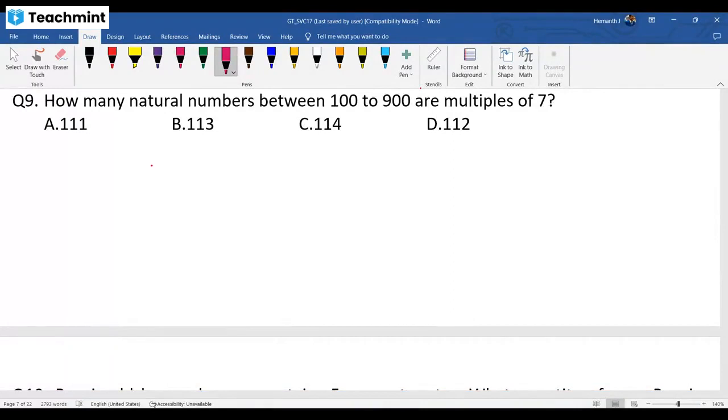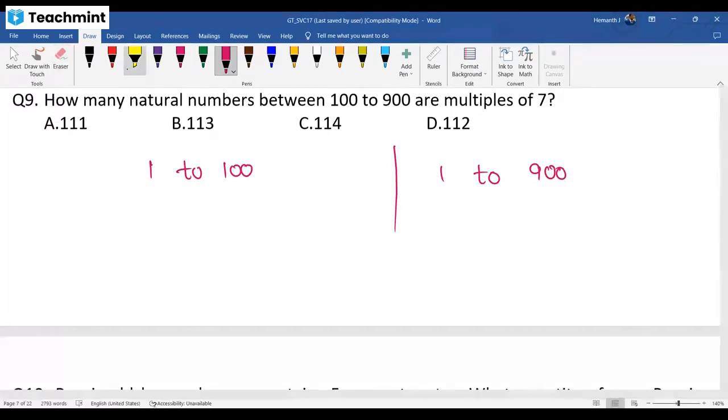What do you do? From 1 to 100, how many are divided by 7? From 1 to 900, how many are divided by 7? Subtract these two, or 1 to 99. Between means 100 is not involved. Okay, anyhow, that's okay. So it is 1 to 899 only, 100 will not be involved.